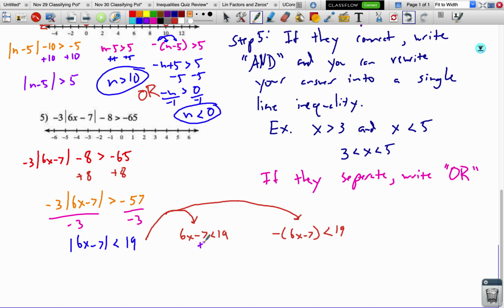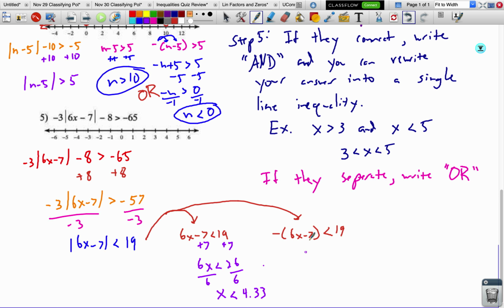Solve these separately. I'll add 7 to both sides here. Get 6x is less than 26. Divide both sides by 6. I get x is less than 4.333. I want to double check that. 26 divided by 6, 4.333, good.